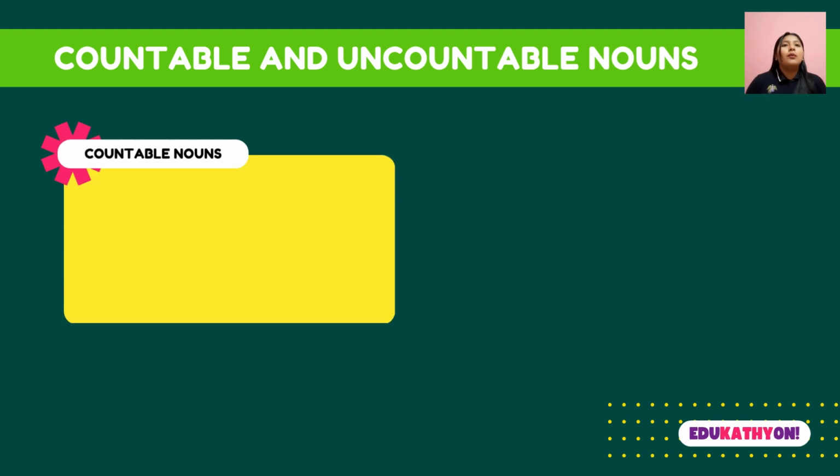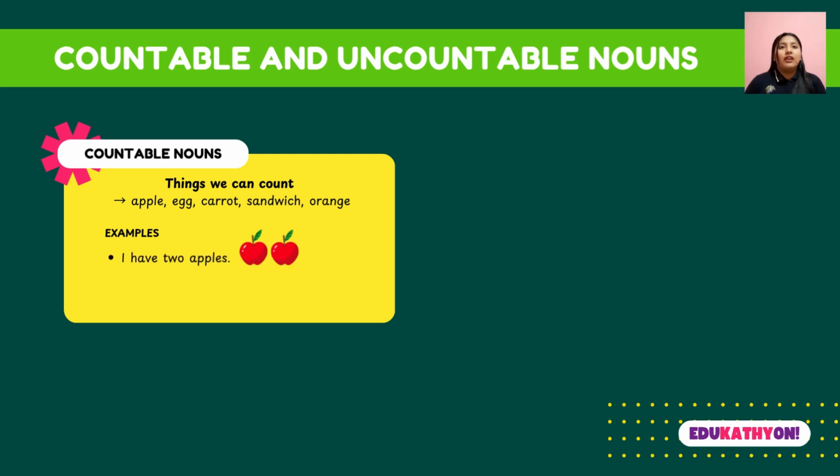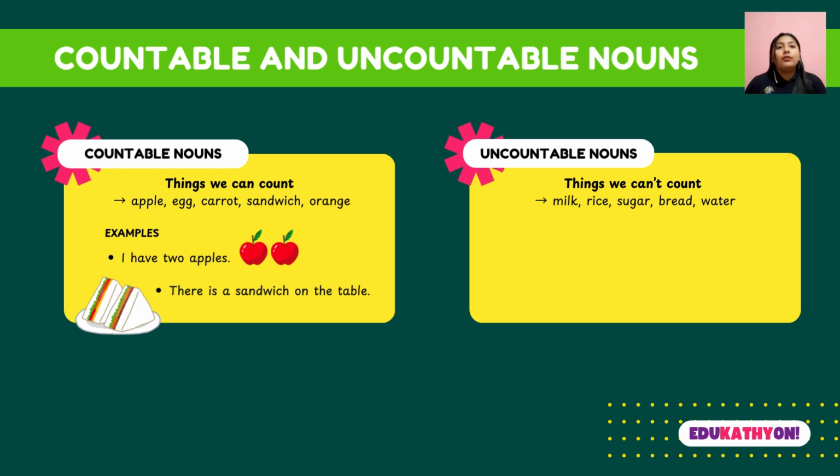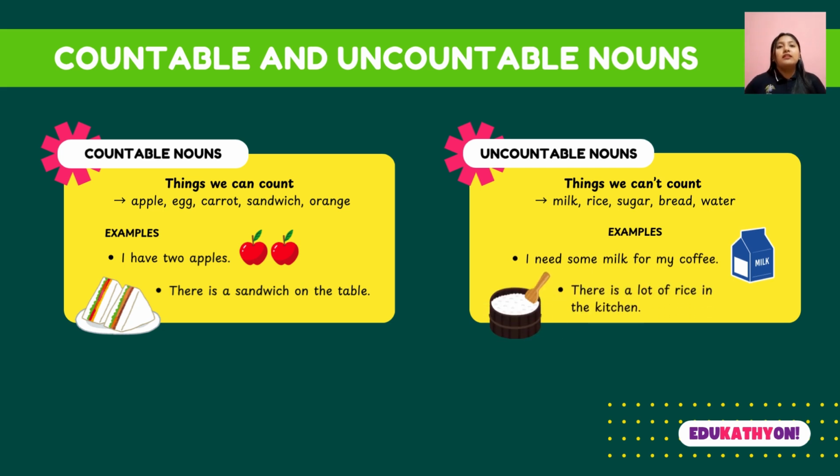Countable nouns are the ones we can count: 1, 2, 3. For example, an apple, 2 apples, 3 apples. We can say a sandwich, 3 oranges, or 5 carrots. Uncountable nouns are things we can't count because they don't have a clear number, like milk, rice, sugar, or water. We say, I need some milk for my coffee, or there is a lot of rice in the kitchen.